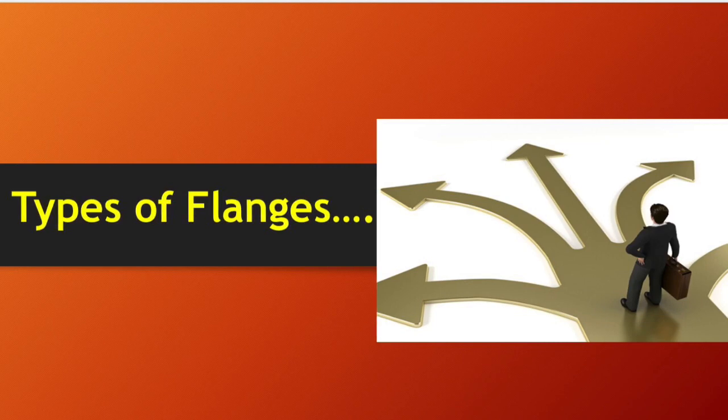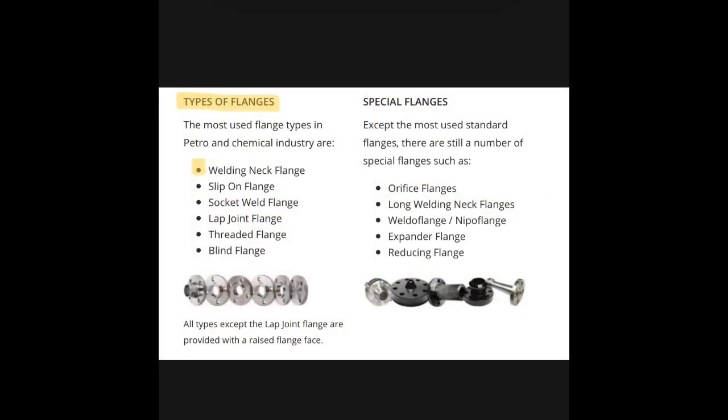Types of flanges. The flanges are classified based on service and applications. Welding neck flange, slip-on flange, socket weld flange, lap joint flange, threaded flange, and blind flange. These are all the commonly used flanges in petrochemical, chemical and other industries. In addition to that, special flanges are used.